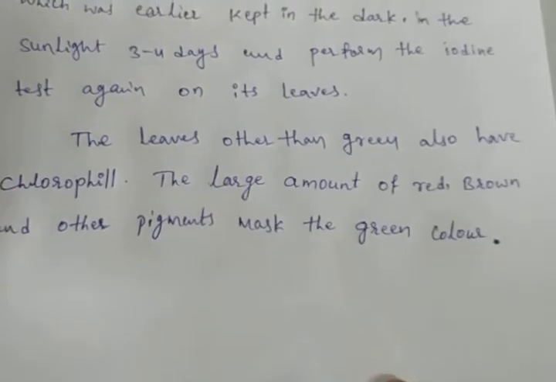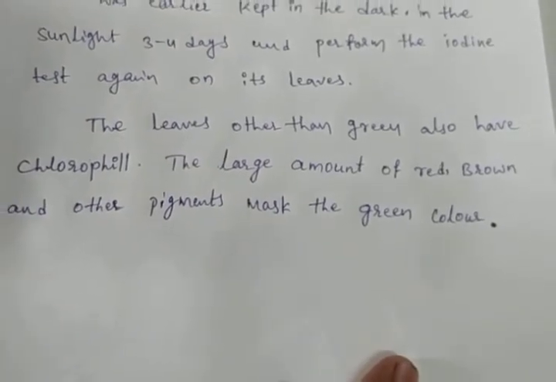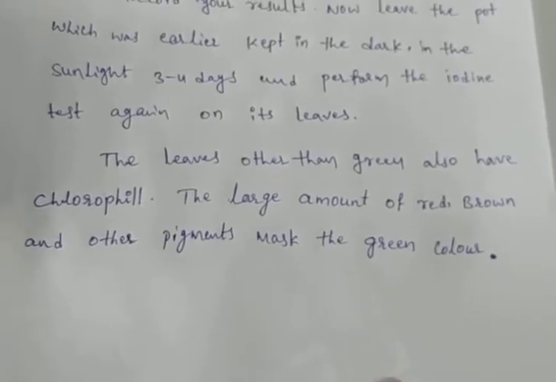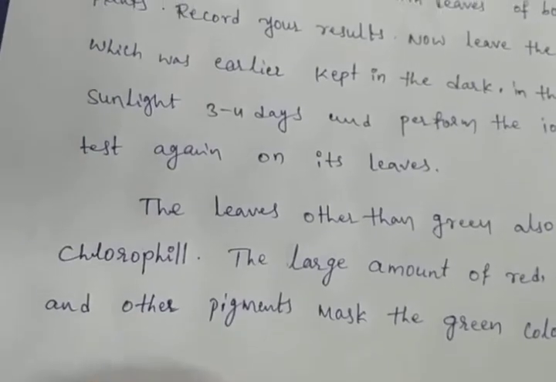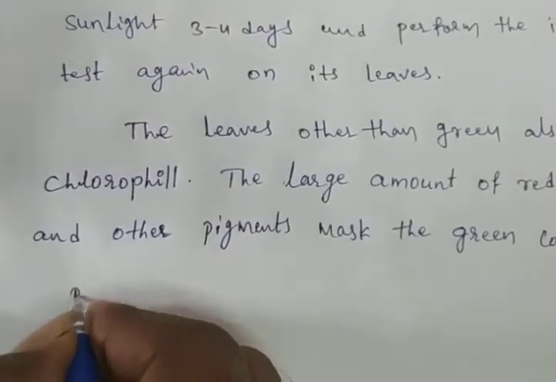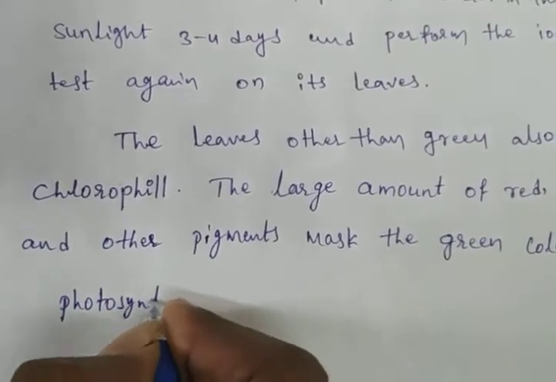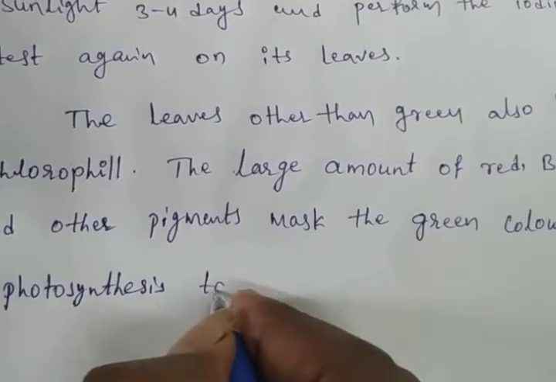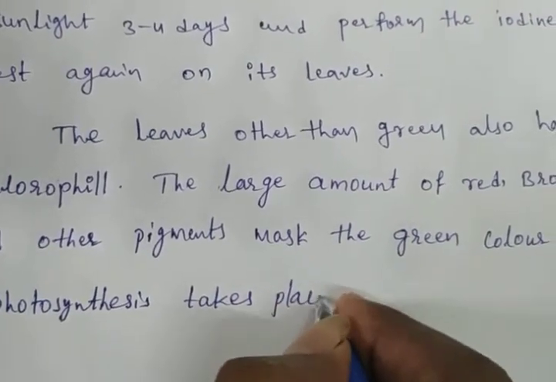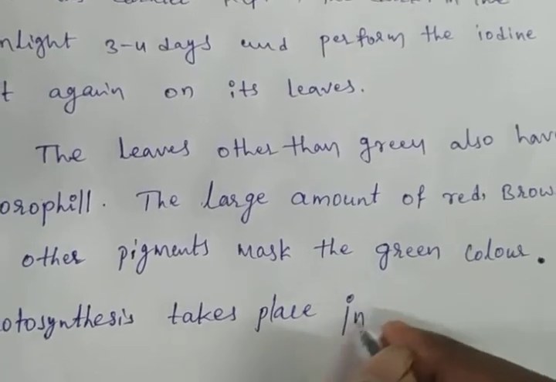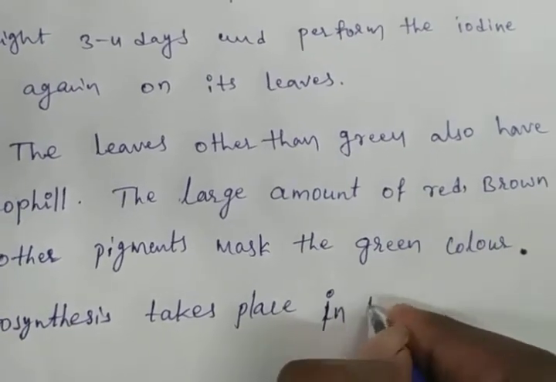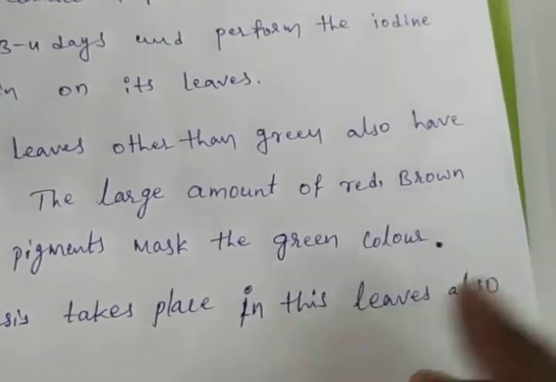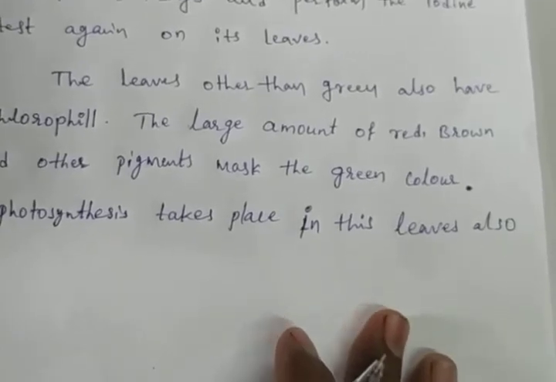Okay, the leaves other than green also have chlorophyll. The large amount of red, brown and other pigments mask the green color. Photosynthesis takes place in these leaves also.